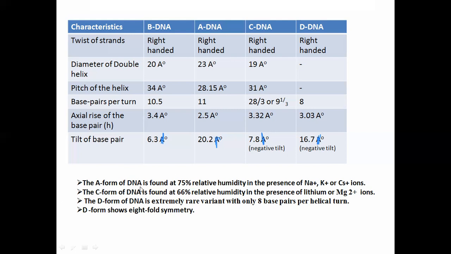The A form of DNA is found at 75% relative humidity in the presence of sodium and potassium ions. The C form of DNA is found at 66% relative humidity in the presence of lithium and magnesium ions. And we have already said about DDNA: it is an extremely rare variant with only 8 base pairs per helical turn, so the D form shows 8-fold symmetry.